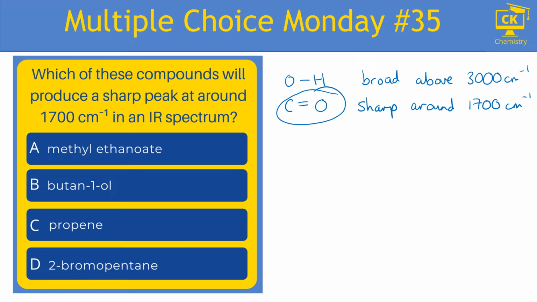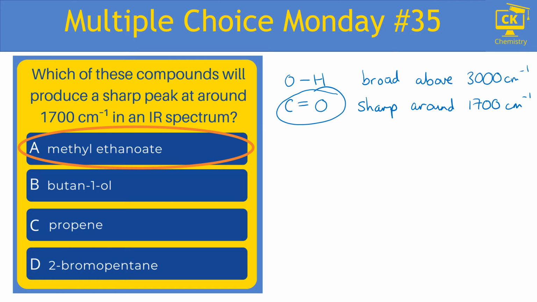So A, methyl ethanoate, that is the name of an ester. So an ester is made from a carboxylic acid and an alcohol. The name ethanoate tells me that it is a derivative of ethanoic acid, so I know that it's got a C=O. So that is why methyl ethanoate does have a peak for a C=O bond in an infrared spectrum. What it won't have is an OH peak.